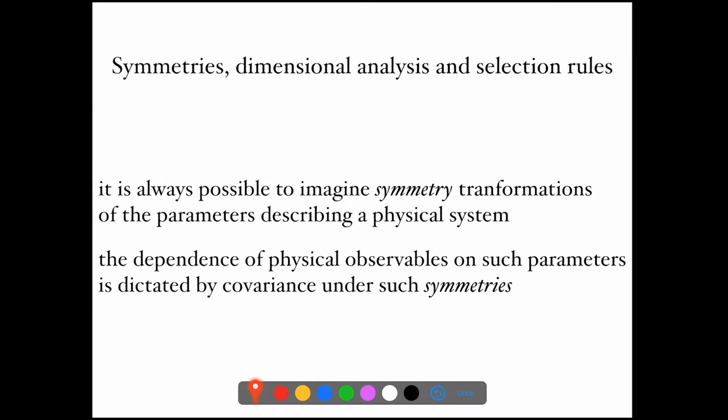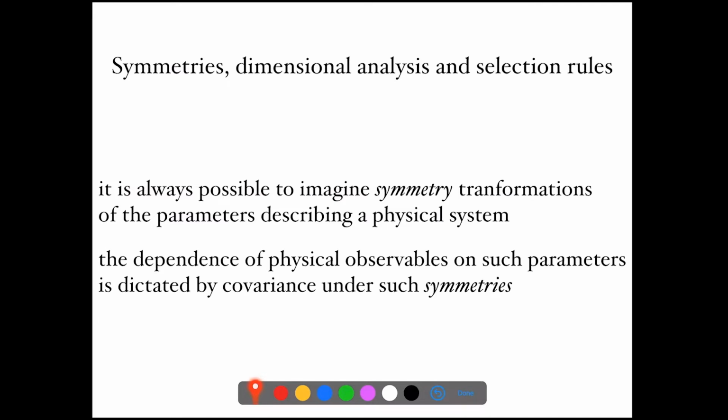Now, as I said, flowing towards the IR often comes with the occurrence of accidental symmetries. In fact, we can think of symmetries in general in this way. Now, there's another aspect of symmetry which is very, very important.